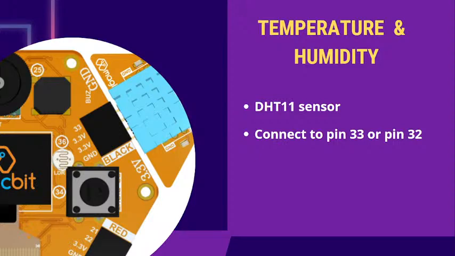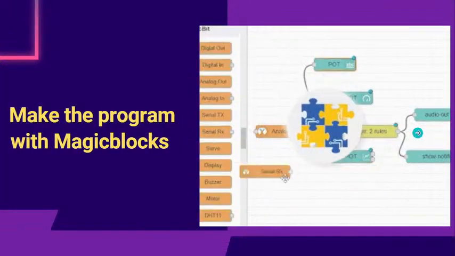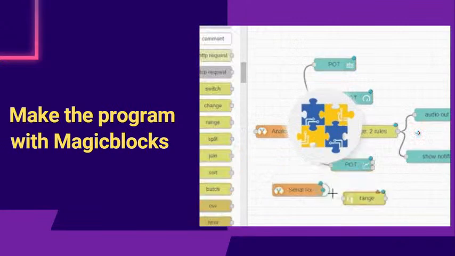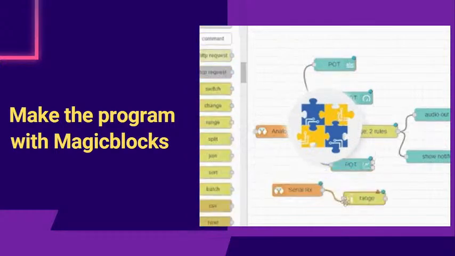After connecting the DHT11 sensor to the Magicbit at pin number 33 or 32, we need to make the program using the Magicbit IoT cloud platform. That means we need to get the data from this sensor and save it in the cloud platform. That is why we are using a cloud platform within an IoT system.